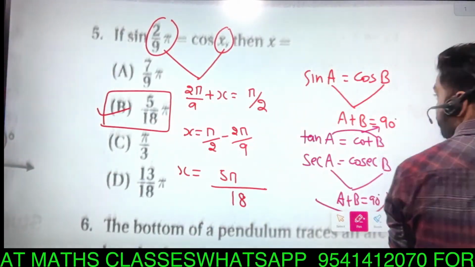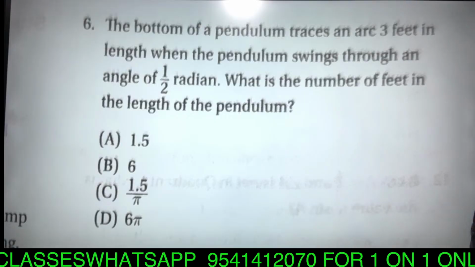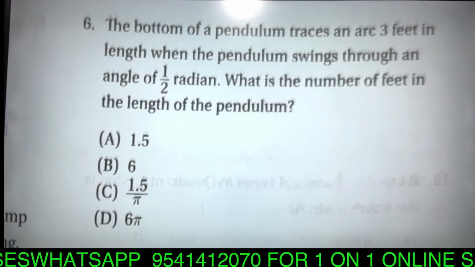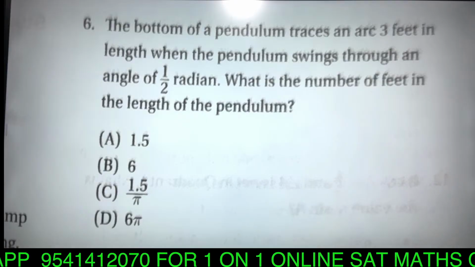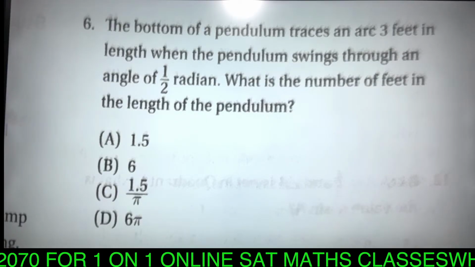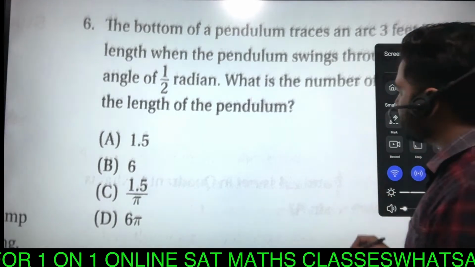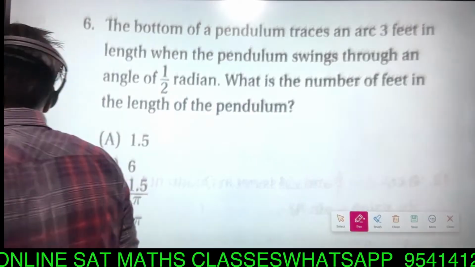Okay, moving on. Question number 6. They are saying the bottom of a pendulum traces an arc 3 feet in length. When the pendulum swings through an angle of 1 by 2 radian, what is the number of feet in the length of the pendulum? In this question we will see an important concept of trigonometry.